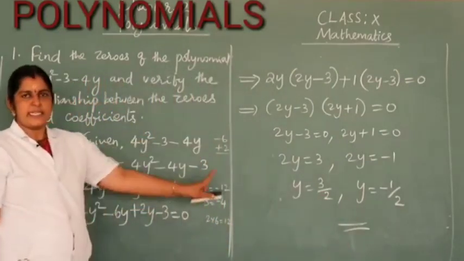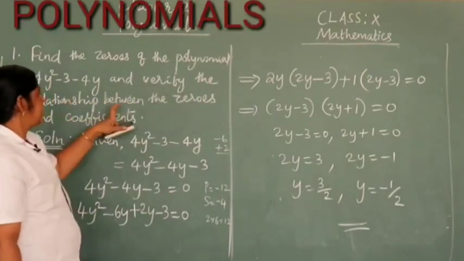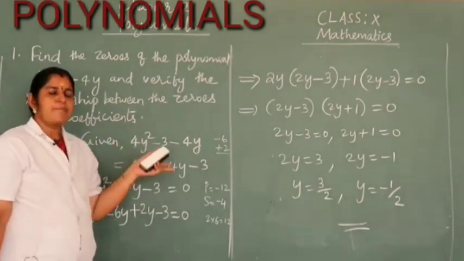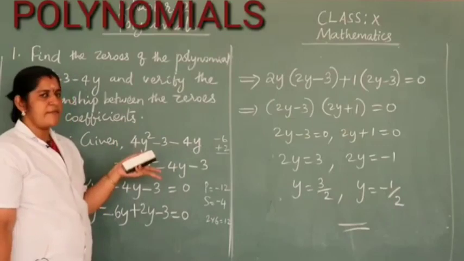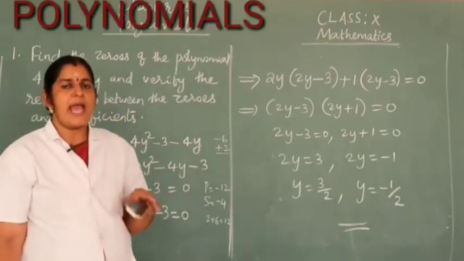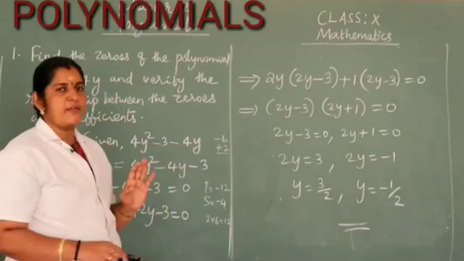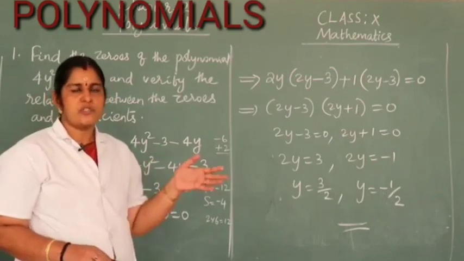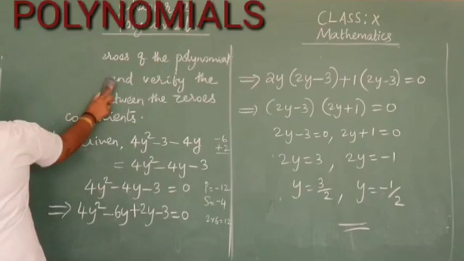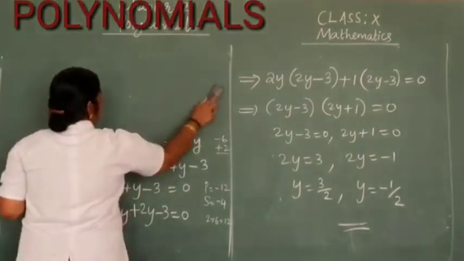Now after getting the two zeros, what is our question? Verify the relationship between the zeros and coefficients. Already you studied the relationship between zeros and coefficients. What are they? Alpha plus beta equal to minus b by a and alpha beta equal to c by a. So that relation we are going to verify using these zeros, whether it comes true or not. So for that, let us first find the sum of the zeros and the product of the zeros.